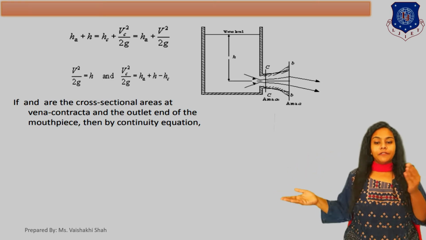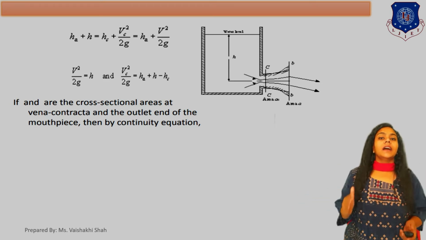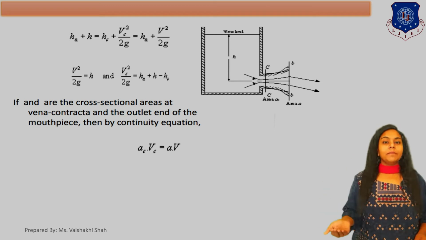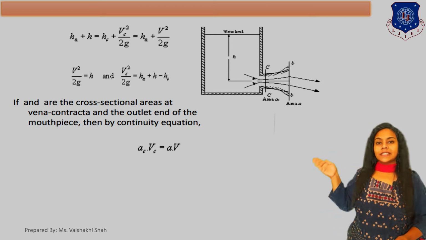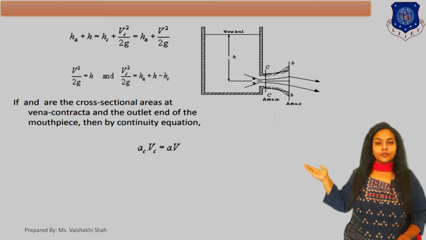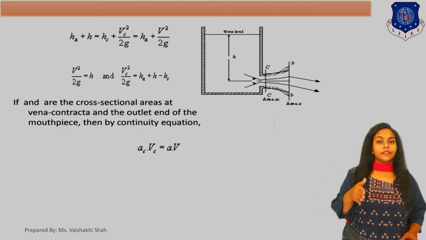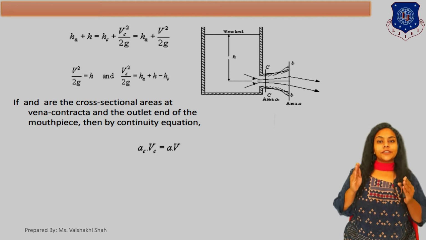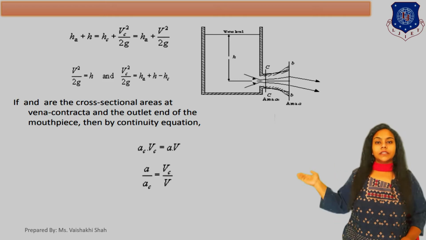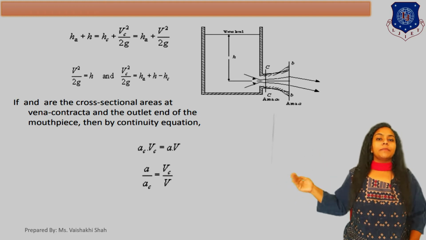Considering the cross sectional areas at the vena contracta and the outlet end of the mouthpiece, we are applying the continuity equation at the vena contracta, section CC, and at section BB. So the continuity equation becomes AC Vc equals A into V. If you remember, the continuity equation was A1 V1 equals A2 V2. So here at section CC, AC Vc equals A into V. Now you can write A upon AC equals Vc by V.